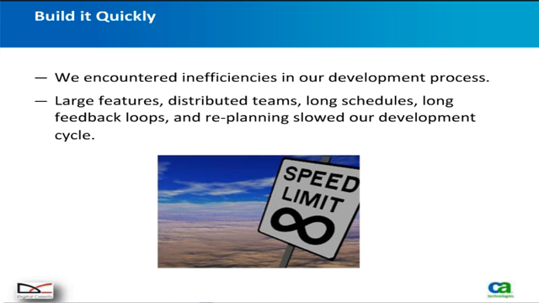And then lastly, build it quickly. Agile is more about building the right things rather than building them faster, but in fact, what we found is there are inefficiencies in the development process, some of which I just mentioned: large features, distributed teams, long schedules, feedback loops, replanning, etc. It all slows it. Some of that is reduced in an agile development environment, and so you're more efficient, and so you actually can build things more quickly.